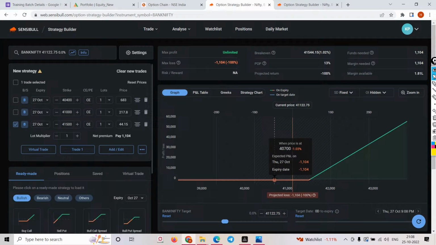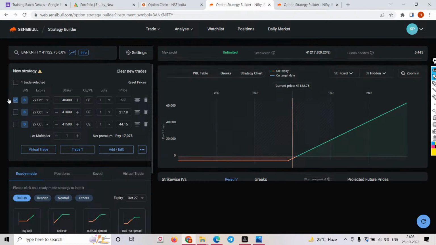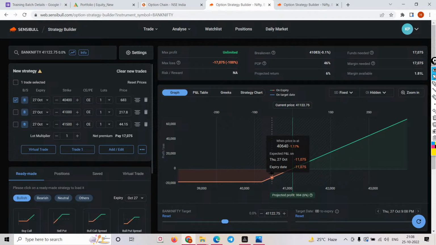I'll take the other way. Market went down by 1%. Your OTM will give you a loss of only 1,000, which is acceptable, which the majority of option buyers will be able to digest. I'll deselect this and go for at the money. What will happen if the market makes a 1% move down? Your loss is straight away 5,500. Your loss in the OTM was only 1,000. Your loss in the at the money is almost 5,445. And needless to say, if you go for in the money, with a 1% downside movement, your loss is almost 10,000.